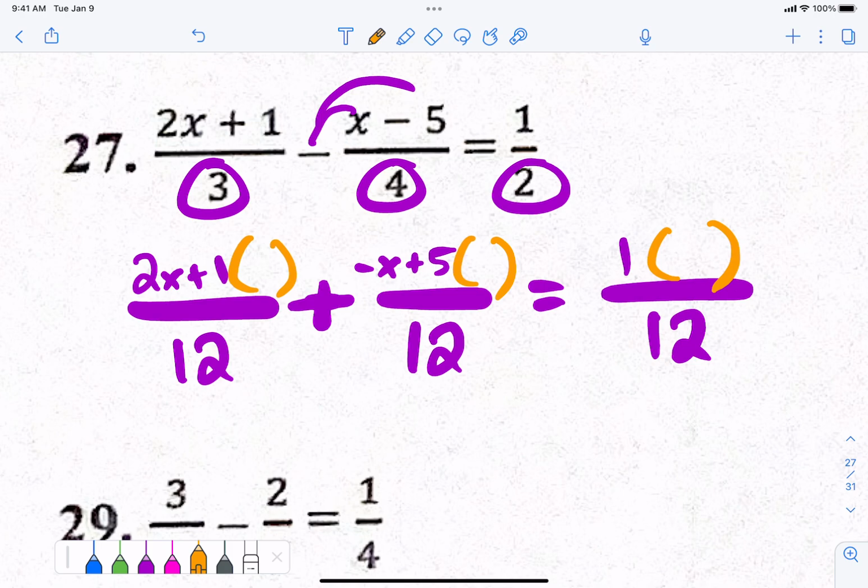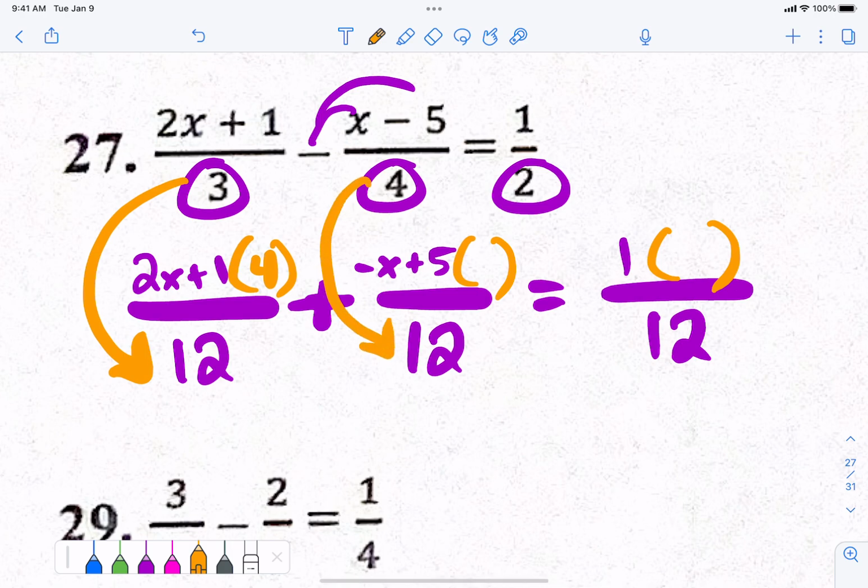All right. Are we good to go? Am I going too fast? No. Okay. From 3 to 12, what does he need? He needs multiplied by 4. From 4 to 12, he needs 3. Okay. We're not adding, we're multiplying. 8 would add, right? Okay, 2 to 12. He needs 6. Cross the bottoms off.